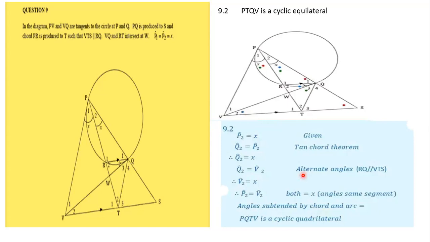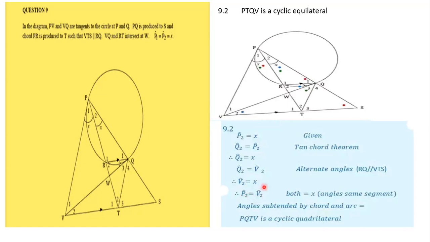Alternating angles, so they are forming a shape. This is our alternating angles, and they are forming a shape. So from there, we can also say now our v2 is equal to x, right? And that is proven above, right? And now they say therefore p2 is equal to v2, right?